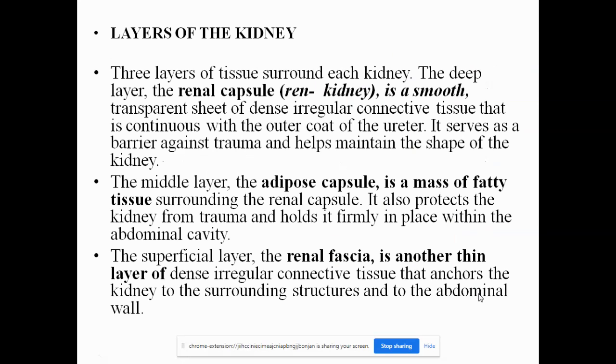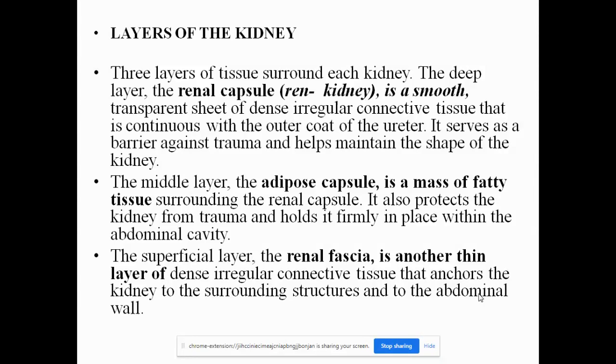So, there are three layers that surround each kidney. The deep and innermost layer is called the renal capsule. It is a smooth, transparent sheet of dense irregular connective tissue, and it is continuous with the outer coat of the ureter. So, what is the function of this renal capsule? It serves as a barrier against trauma and helps to maintain the shape of the kidney.